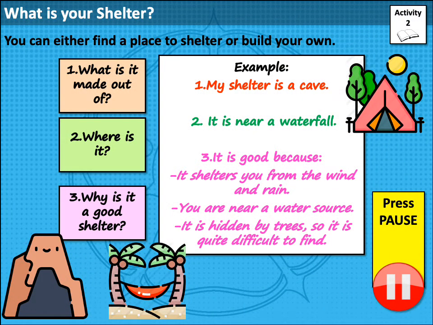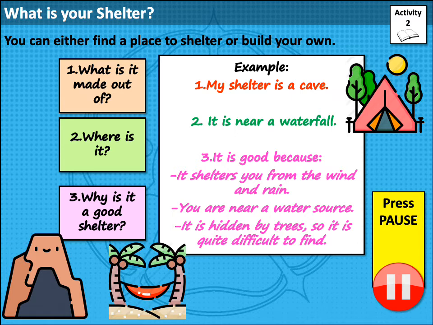What is your shelter going to be? Last lesson, you described your mysterious island and mapped it out in your imagination. Here are some things you need to think about for activity 2. What is your shelter going to be made of? Where is your shelter? And why would it be a good shelter?